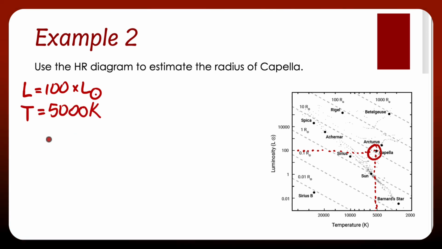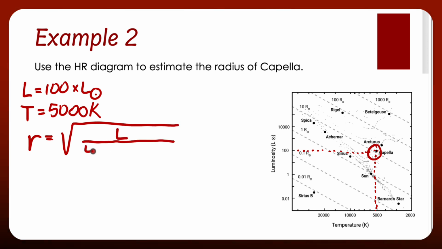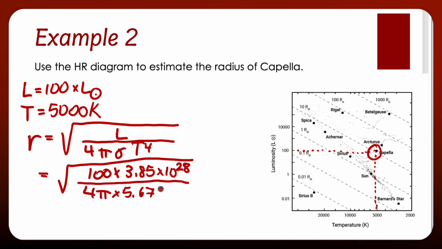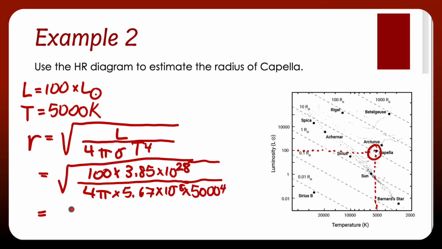I'm going to substitute it into the same equation. I'm not going to rearrange it again. So it was R equals the square root of L over 4 pi sigma temperature to the power 4. Putting in my numbers, and picking up my handy-dandy calculator, 9.3 times 10 to the power 9 meters.